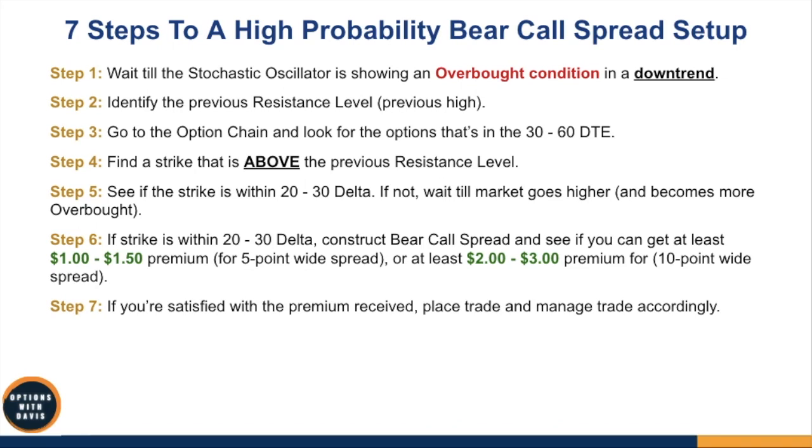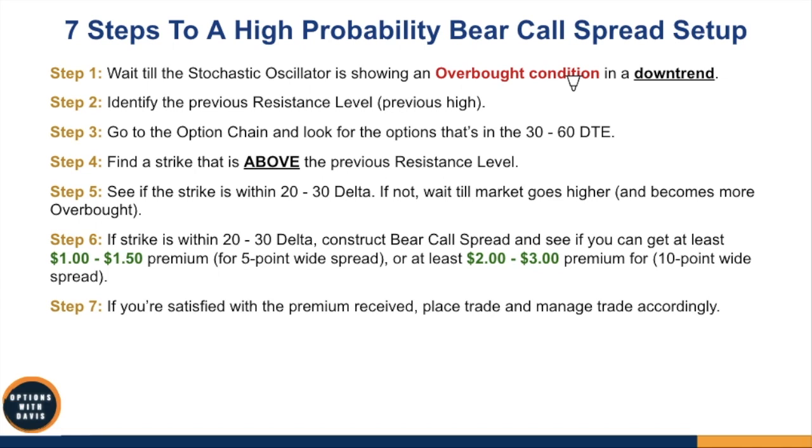All right, so here are the 7 steps to a high probability bear call spread setup. First of all, step number 1, we're going to wait until the stochastic oscillator is showing an overbought condition, right? If the stochastic does not show an overbought condition, we just do not bother looking at any trades. We want all the odds in our favor. Make sure that this key criteria number 1 is there first, right?